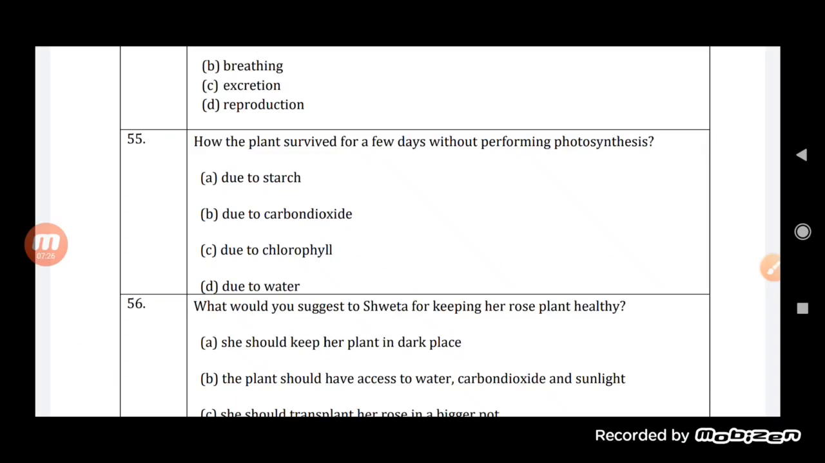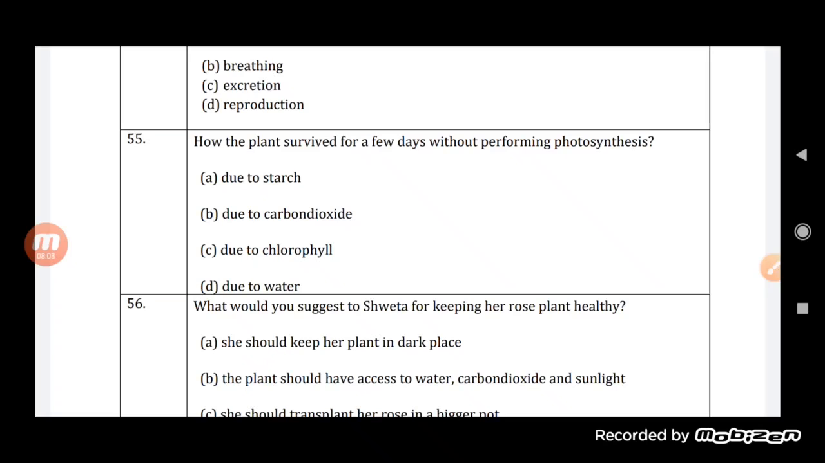Now see here, the next one is how the plants survive for a few days without performing photosynthesis. So how do the plants survive? You know that the plant performs the process of photosynthesis, which helps in making the food, and the product is what? That is glucose. Now the excess amount of glucose is also stored in the different parts of the plant, and this glucose is stored in the form of starch.